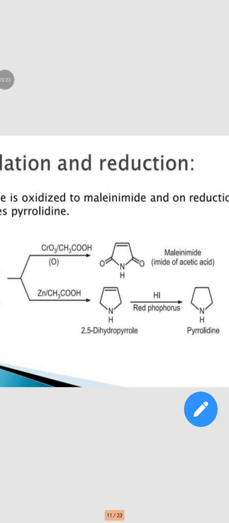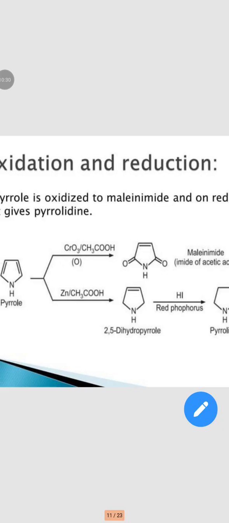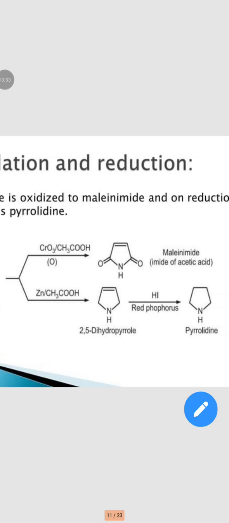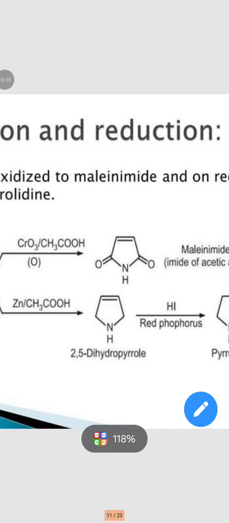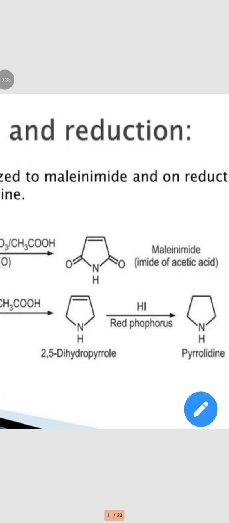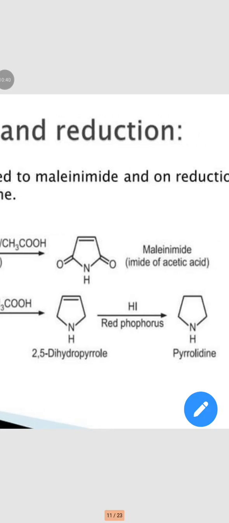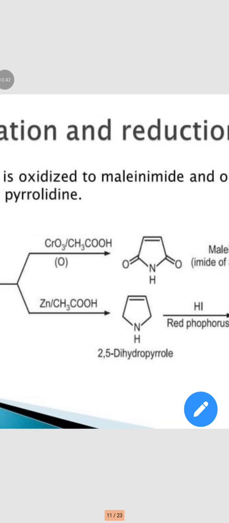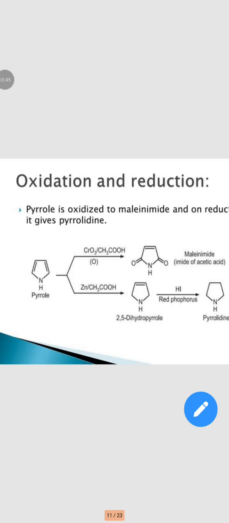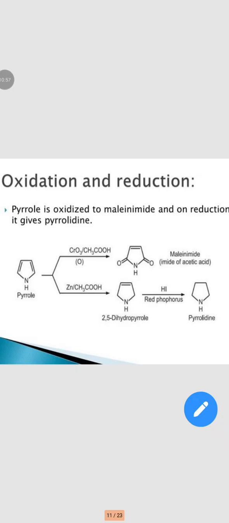Then pyrrole is reacted with zinc or acetic acid. On reduction with zinc or acetic acid, it forms 2,5-dihydropyrrole, and with hydrogen iodide or red phosphorus it forms pyrrolidine. So, pyrrole is oxidized with chromium dioxide and acetic acid to form maleimide, and on reduction with zinc or acetic acid it forms pyrrolidine. Okay.